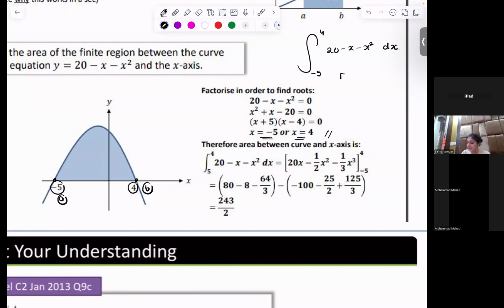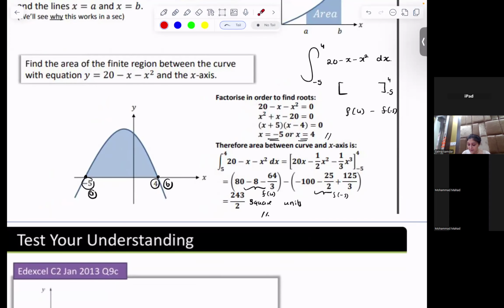Correct? I'll do the integration the normal way and I will write 4 and minus 5. Then I will find f of 4 minus f of minus 5. This will be my f of 4 and this will be my f of minus 5. Try to do it. You will get the area under the curve as 243 by 2 square units. This is how I use integration to find the area between the curve and the x-axis. I hope you're with me. Okay, fine.